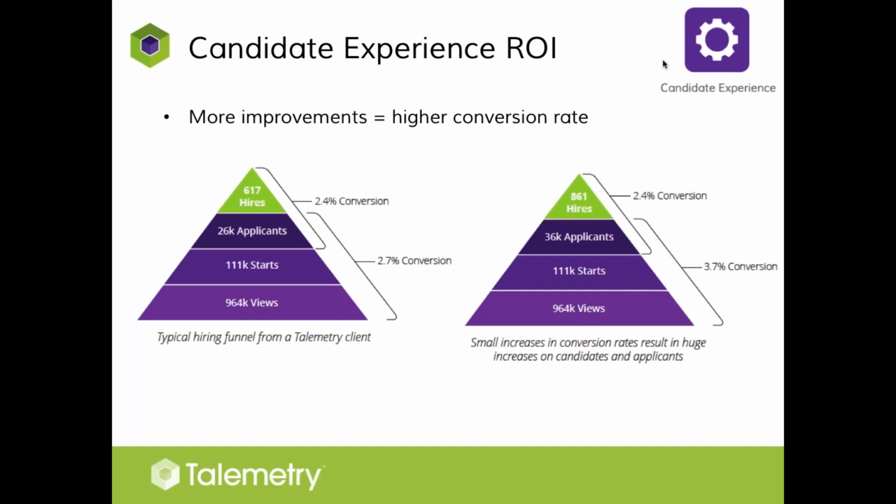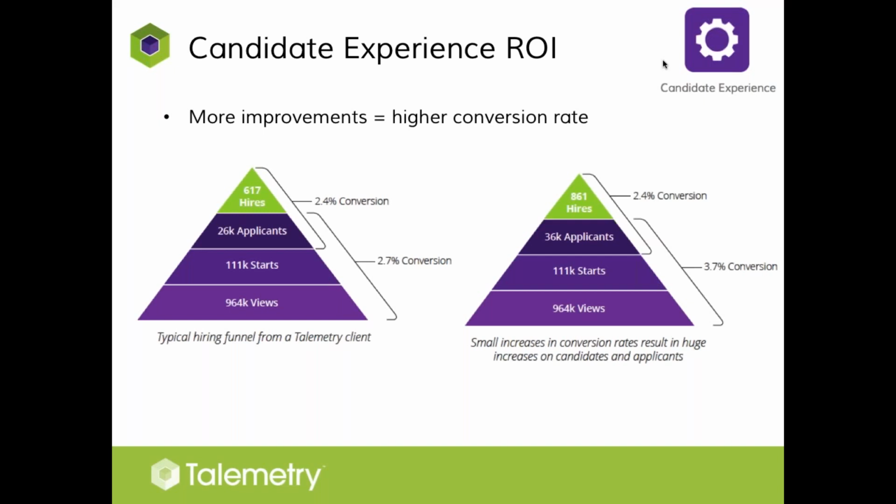So when we look at the hiring pyramid on the left, you can see a hiring funnel from a telemetry client. At the bottom of the pyramid, you have almost 1 million views on their career site, right? And then the next step up, you've got 111,000 application starts. You've got 26,000 applicants coming out of those application starts. So 26,000 people who started the application out of the 111,000 actually completed it, and they actually converted 617 to hires, right?